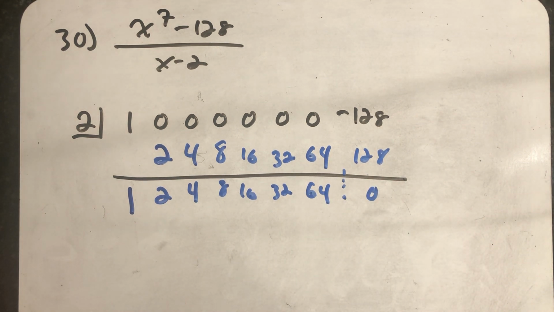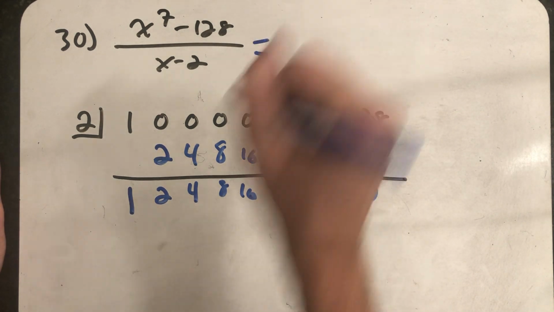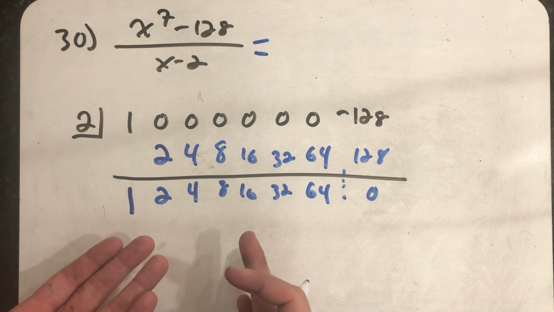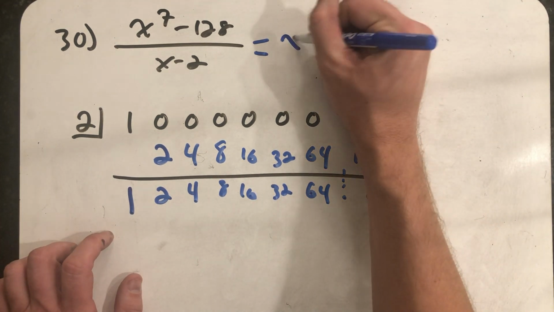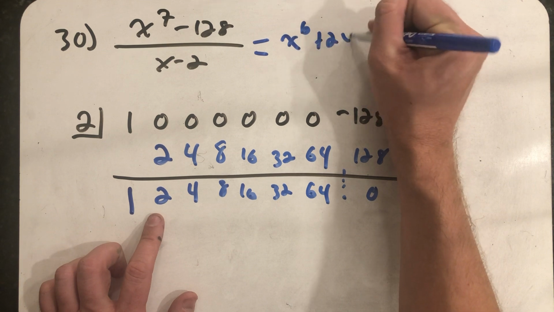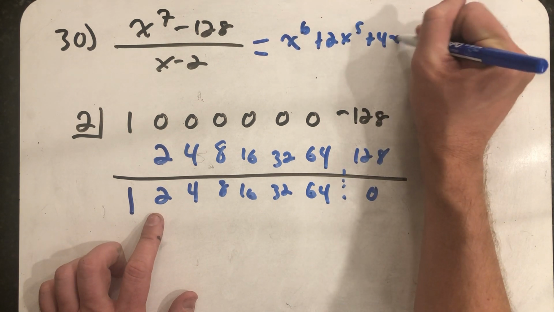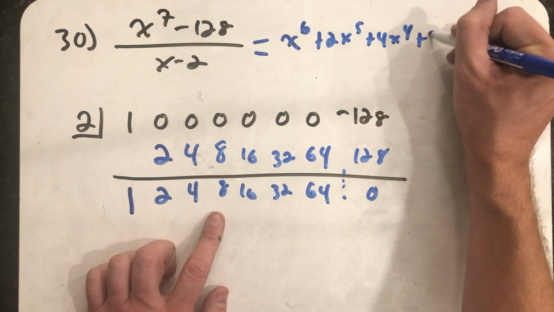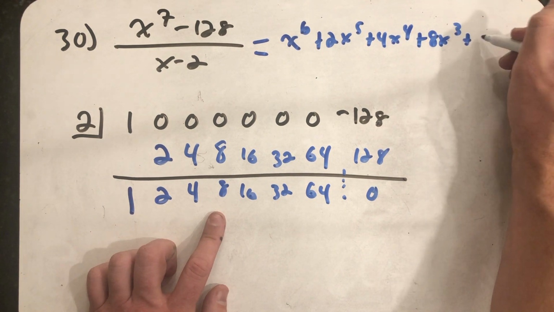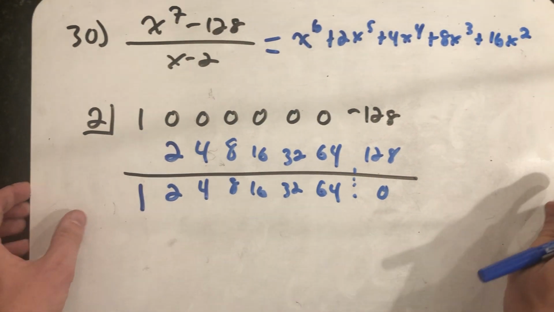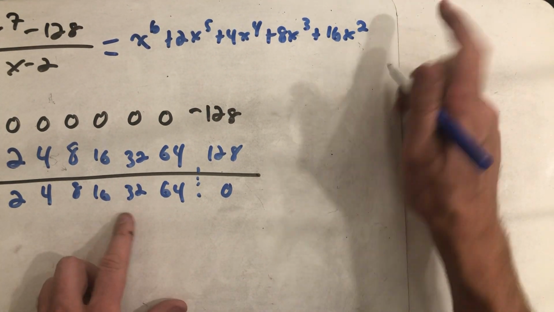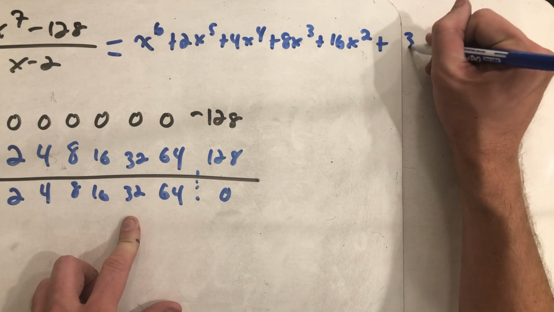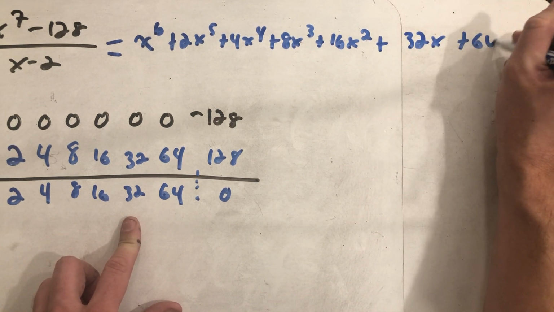Well, that's really cool. But we weren't just supposed to find the remainder, we were supposed to divide. Well, we got a remainder of 0, which means we just get a quotient, plus 0. So the quotient here is x to the 6th, plus 2x to the 5th, plus 4x to the 4th, plus 8x cubed, plus 16x squared. You know it's a good problem when you run out of board. 16x squared plus 32x plus 64.